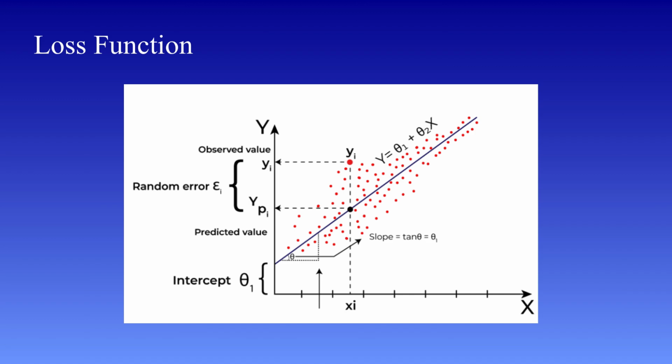The key idea of the loss function is to measure all these errors together and quantify how good or bad our model is. Instead of simply adding errors, we square them. This ensures that all values become positive and larger errors are penalized more strongly. So, the regression model tries to adjust the slope and intercept, that is, θ1 and θ0, in such a way that the total squared error is minimized.